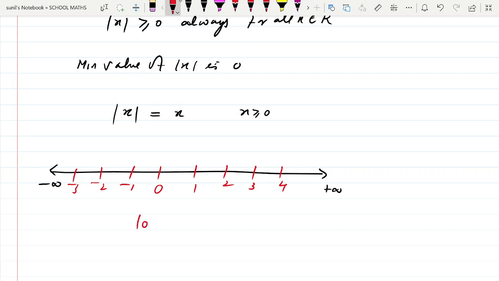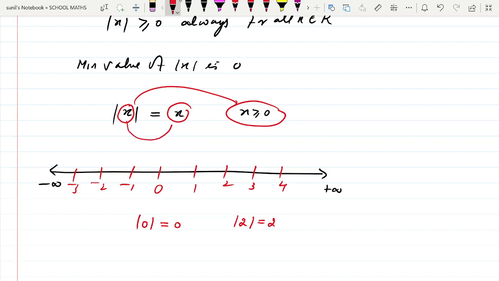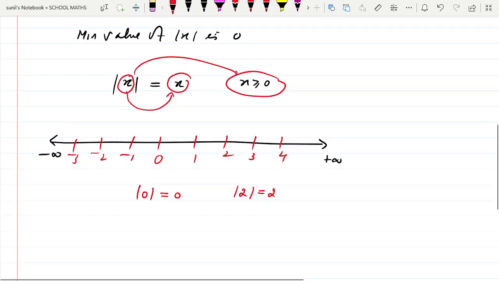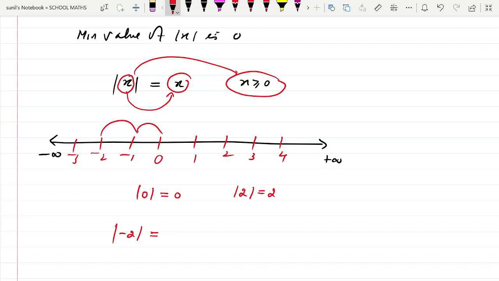Now if I ask you what is the modulus of 0, that is 0. And certainly mod of 2 is 2. So whenever I write a number inside this bracket, the value is exactly a copy of it. But what happens if I write the modulus of minus 2? This comes out to be 1 unit and 2 units, that is 2. So what exactly is happening? Mod of minus x is the same as mod of x.